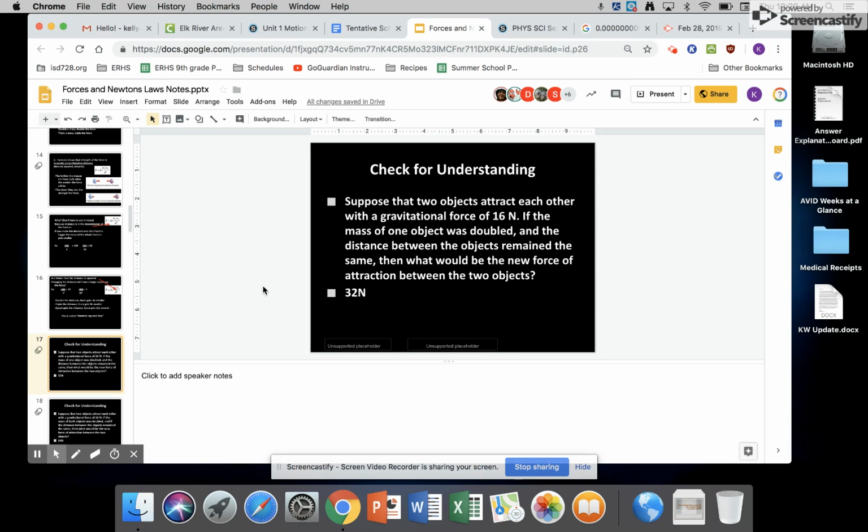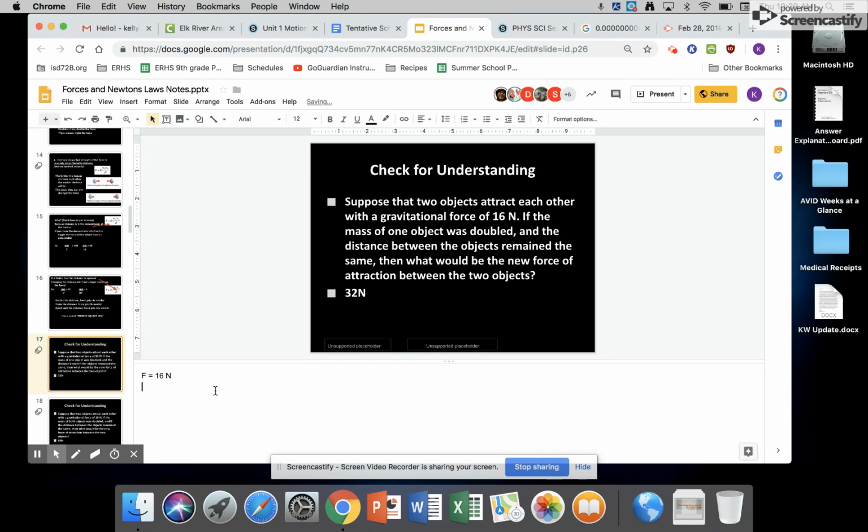Suppose that two objects attract each other with a gravitational force of 16 newtons. So we know F is equal to 16 newtons. If the mass of one object was doubled and the distance between the objects remained the same, then what would the new force of attraction between the two objects be?